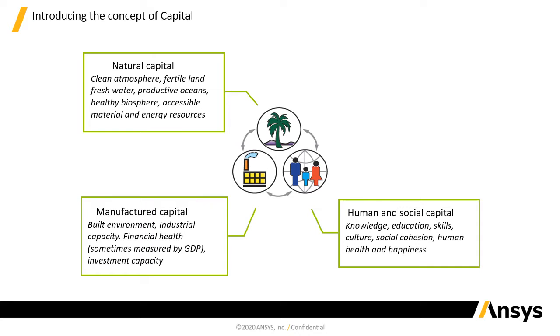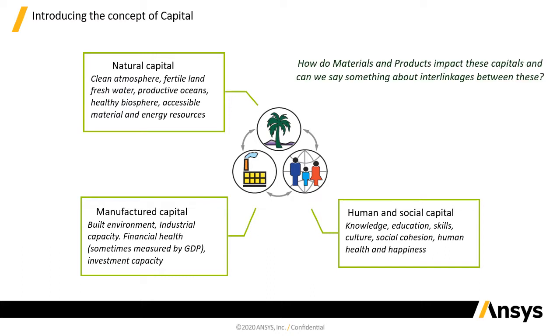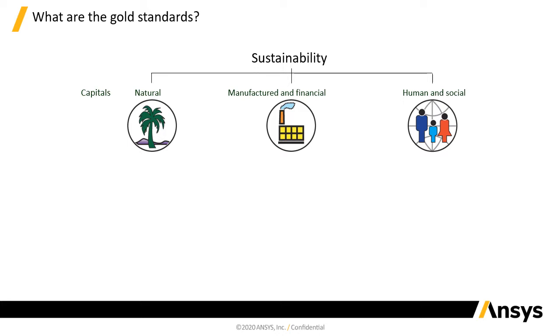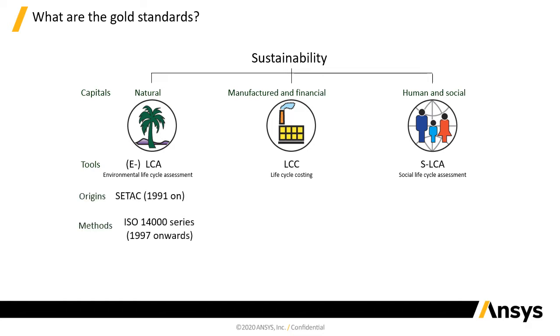To address these capitals in a sustainable way, we need to understand how they are interlinked and what kind of social and environmental impact our economic activity brings. We already know that to assess natural capital and the impact on natural capital, there is the very established environmental life cycle assessment. For manufactured and financial capital, there is life cycle costing. While for human and social capital, we know that social life cycle assessment exists.